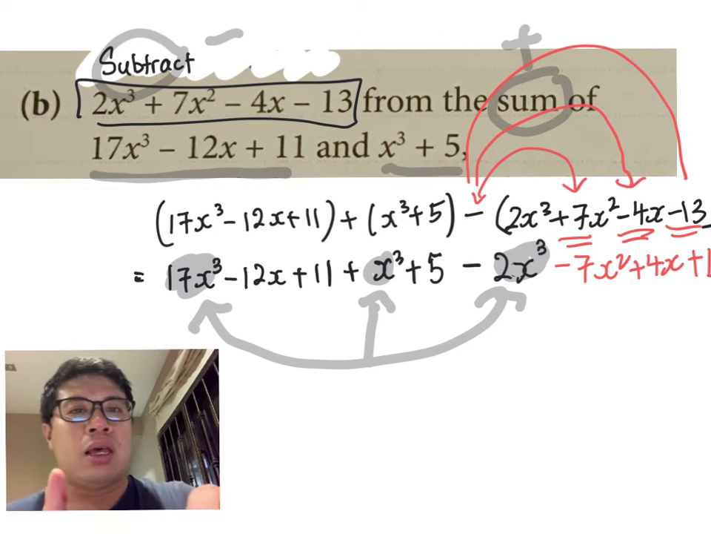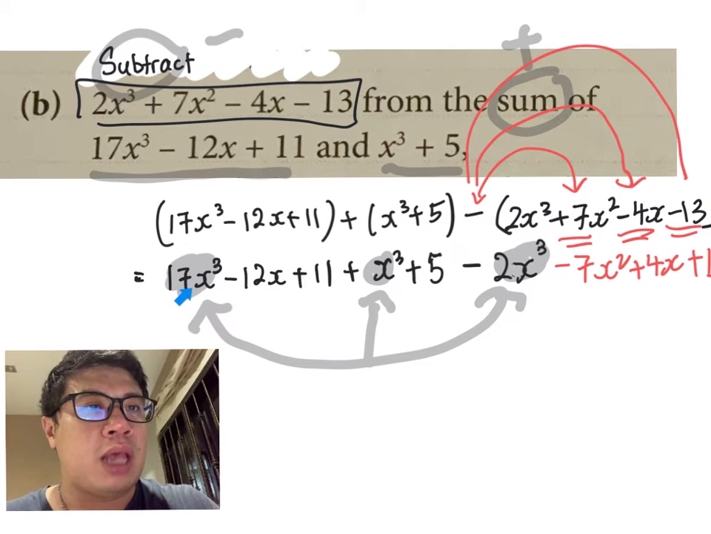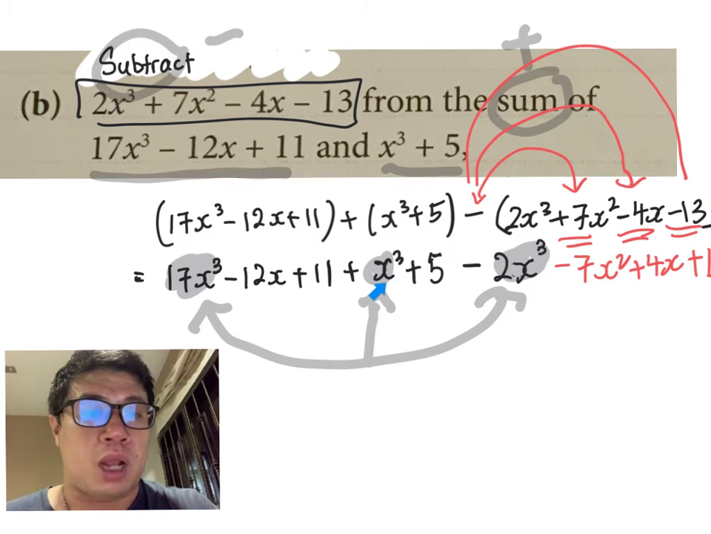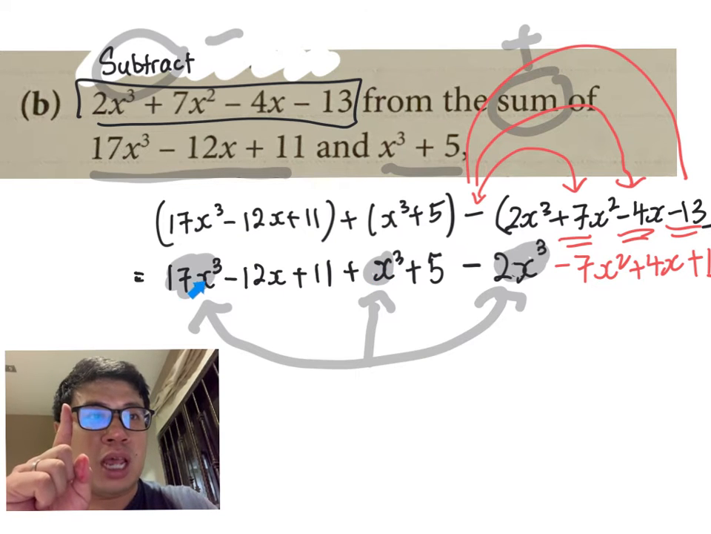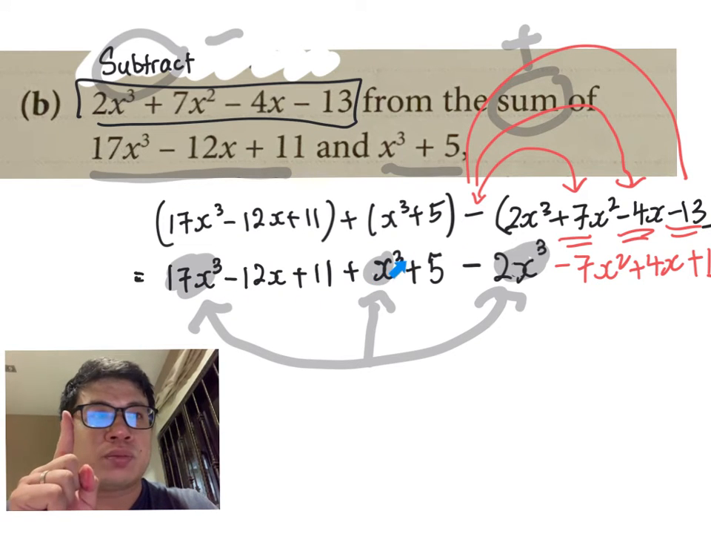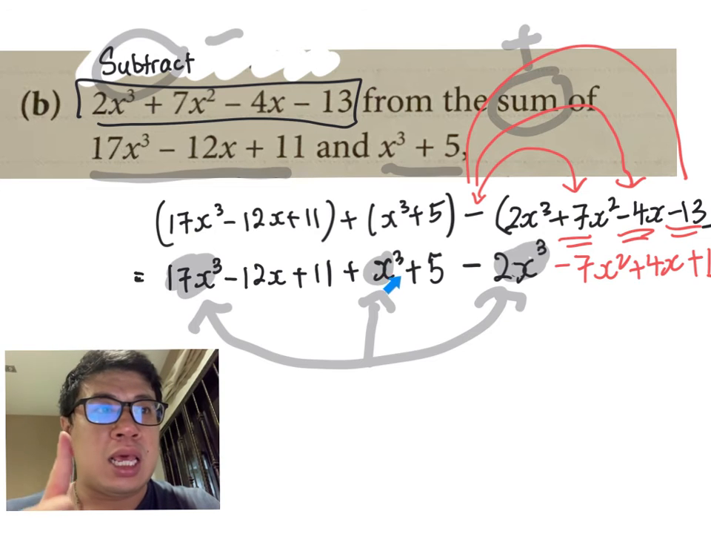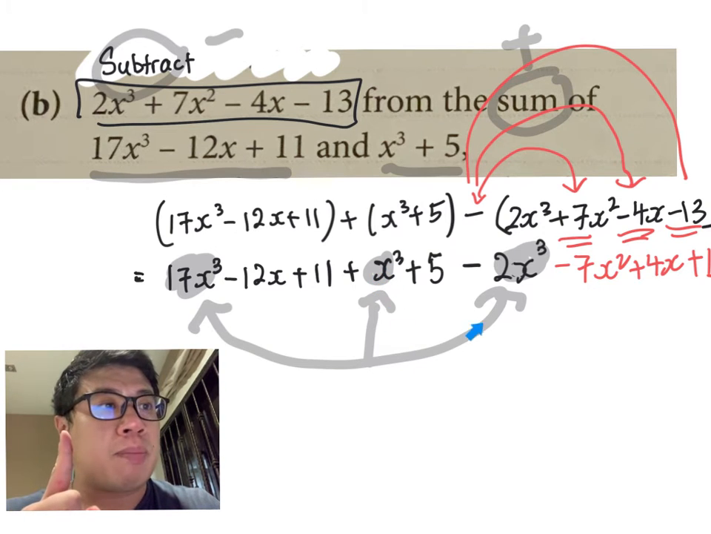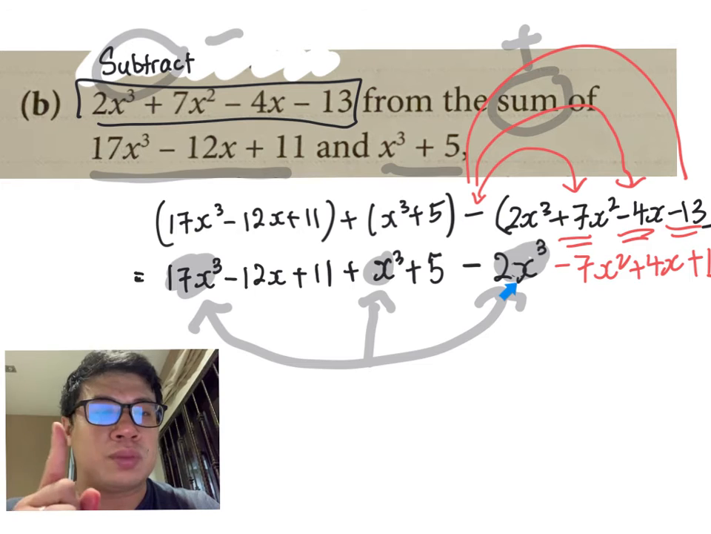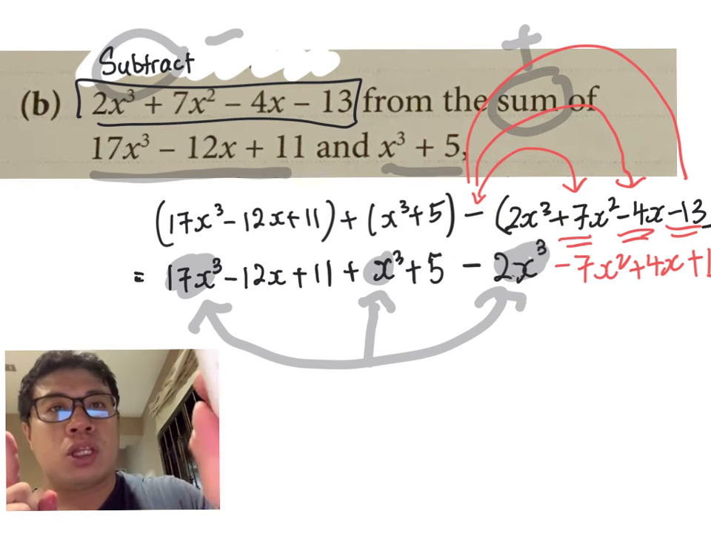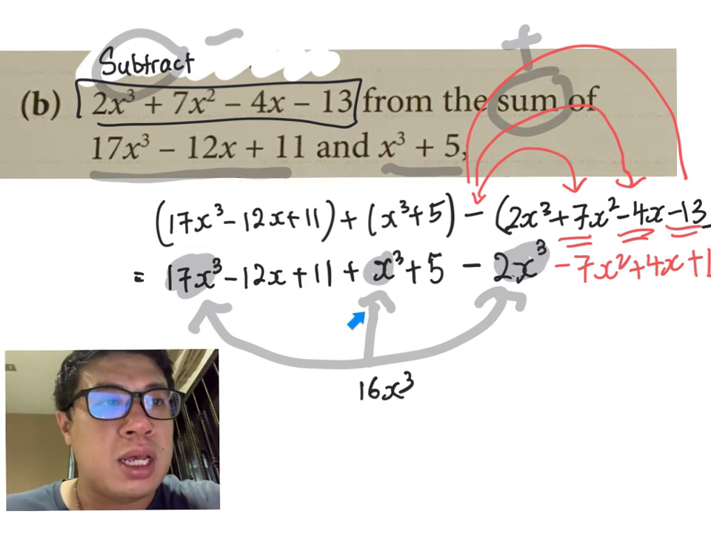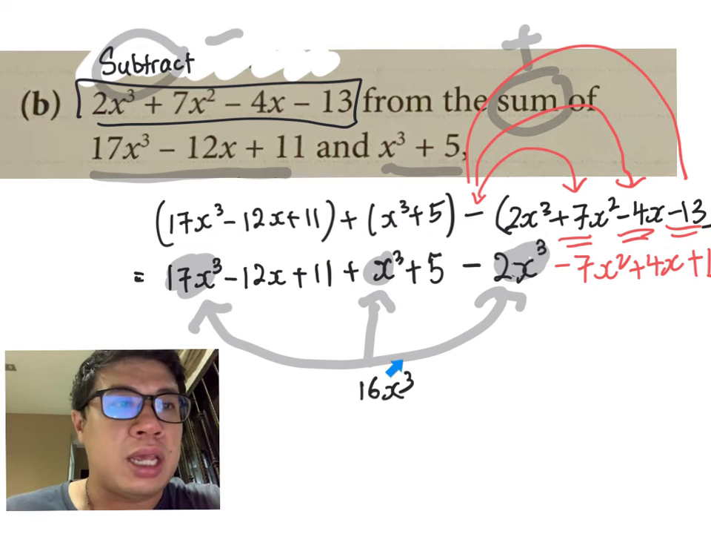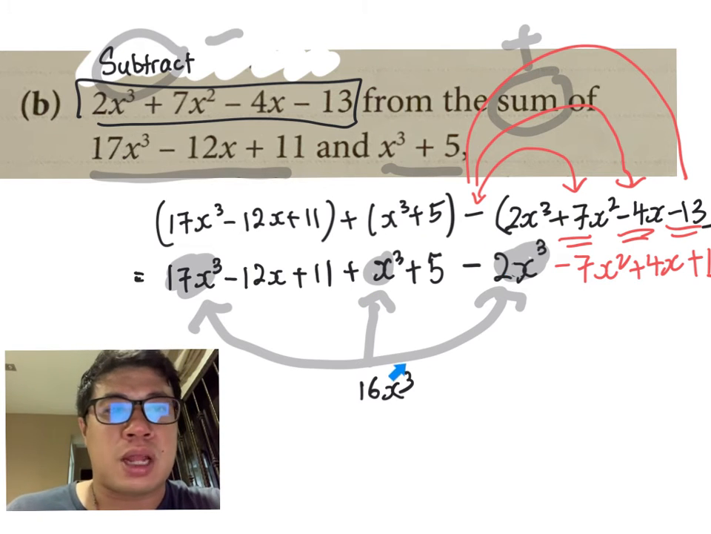You can see that x cubed is here, 17x cubed plus x cubed. If I plus x cubed, it's like I'm adding 1 of x cubed. 17x cubed plus 1 of x cubed gives me 18x cubed. I minus off another 2x cubed, that's 18 minus 2, which gives you a total of 16x cubed. It's like I take 17 apples plus 1 apple, that gives me 18. 18 take away another 2, I have 16 apples left.